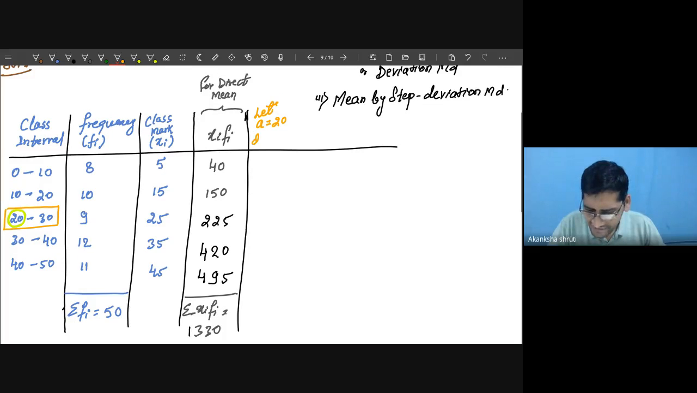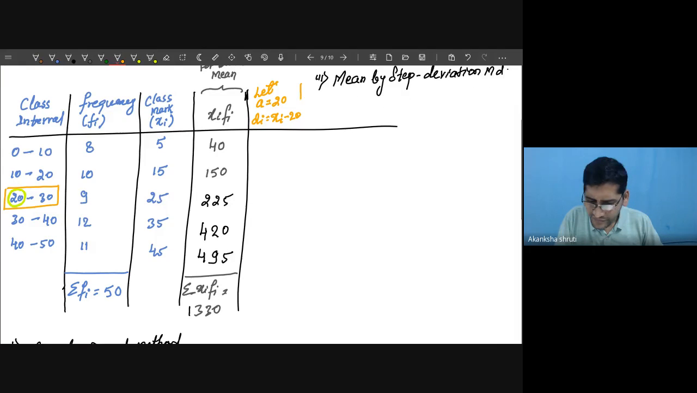Then di is equal to how much? xi minus A, means minus 20, I will calculate. Okay, student? Xi minus A will give us the deviation. So this calculation I am going to do. Student, you are free to write the A at the top itself, or you can write it down for the second method.